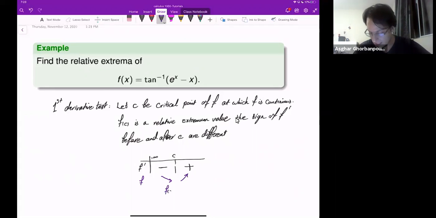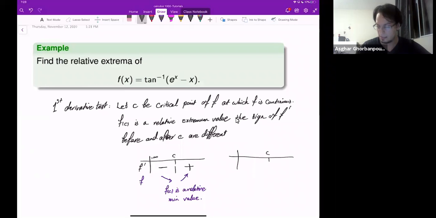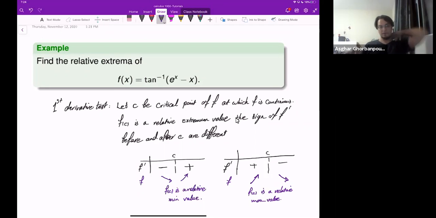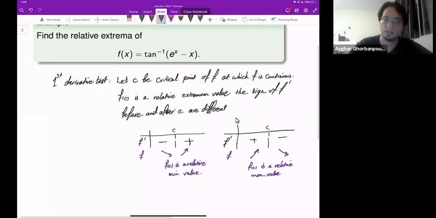And that shows that c is a relative min value. If the other way around happens, so before c, and this can be just close, it doesn't need to be up to negative infinity, just close to c, f prime is positive, then negative, that means that f itself is first increasing, then decreasing. And that would give us the relative max value. So using the first derivative, you can find which of the critical points are relative max, relative min, or neither.